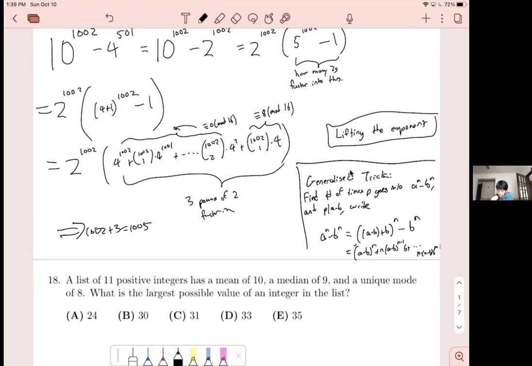And yeah, this is nice because these things will have a lot of factors of P. So it'll usually be determined by the stuff back here, how many times P goes in.